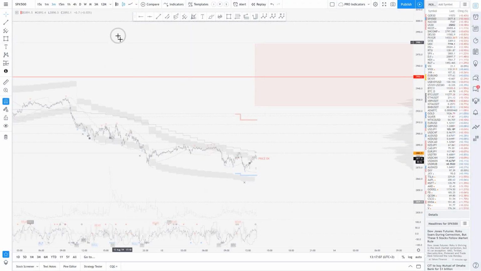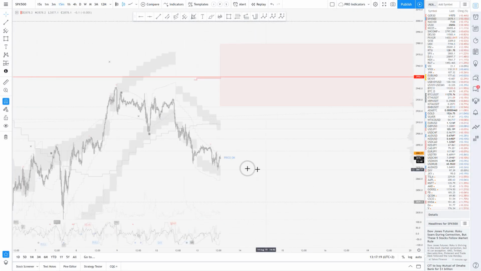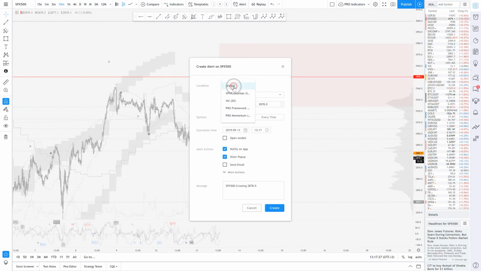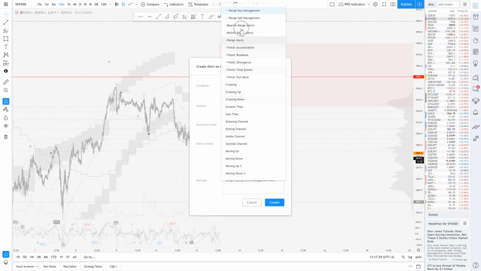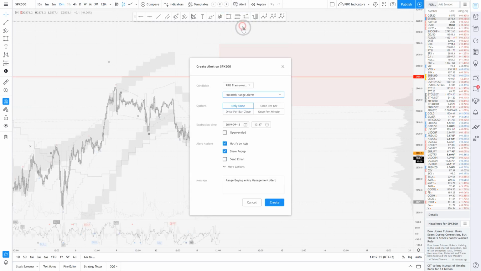All right, so that will be my 3-minute signal alert. So I want to get there at least before 5 p.m. And on a 15-minute context, what I'm looking for is a bearish range signal. So this will be framework, bearish range, alert, candle close.